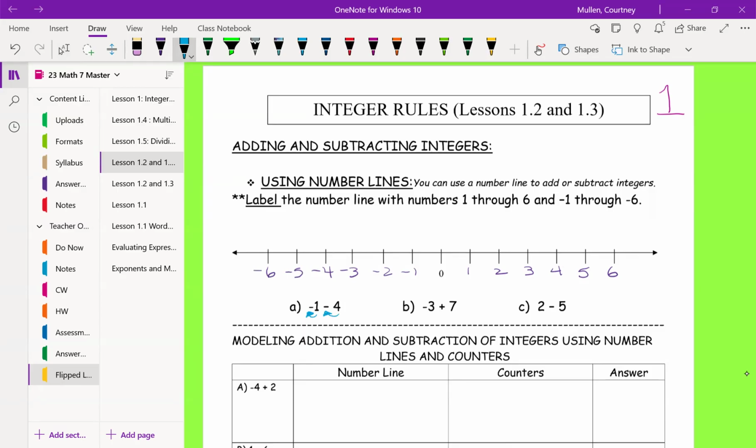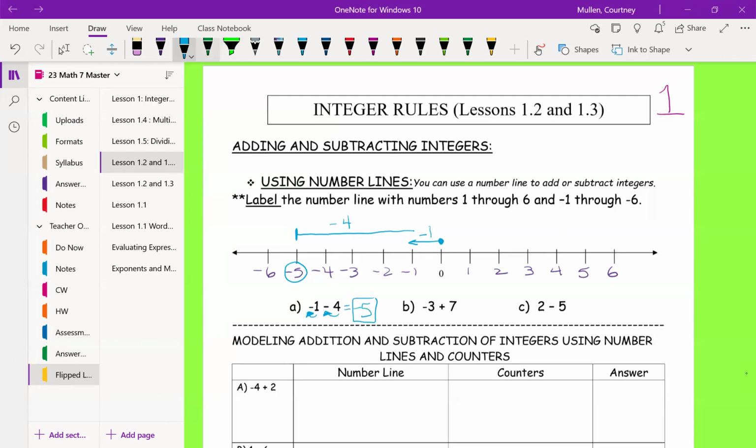So the way we're going to model this is the following. We're going to start at 0. And our first integer tells us to go 1 in the negative direction. Then the next integer says -4, which means to go 4 more spaces in the negative direction. So we start at -1, 1, 2, 3, 4. And where do we end up? -5. So -1 minus 4 is -5.